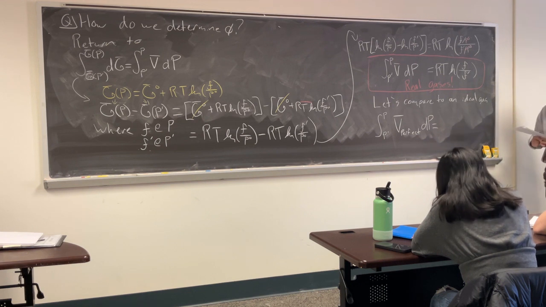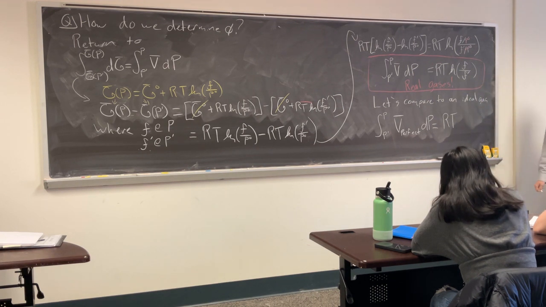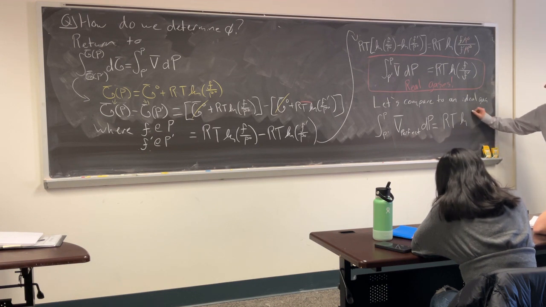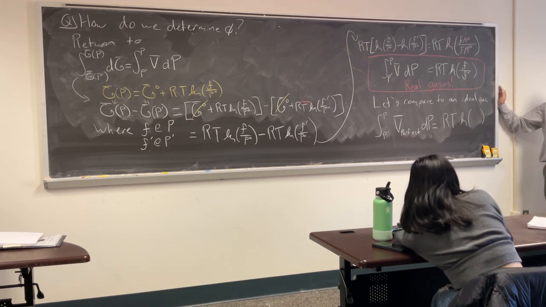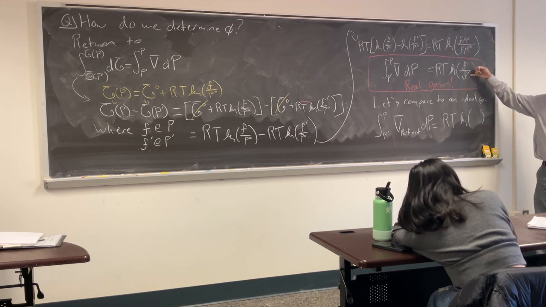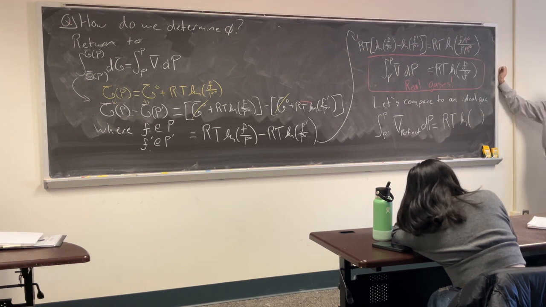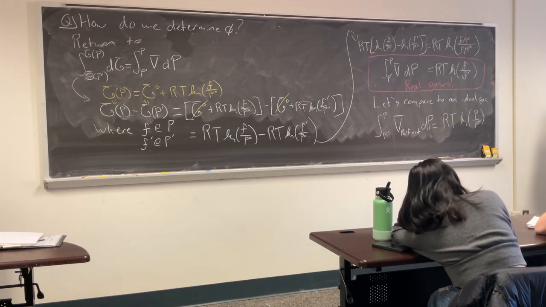Okay. RT, what's this going to become for a perfect gas or ideal gas? ln of what? Sorry, what was that? Not. Let's take a step back a little bit. It might be. But we're going to wait a second. So it'd be F over F prime for a real gas, right? Fugacities. What would it be for an ideal gas? Yeah, P. P over P prime.